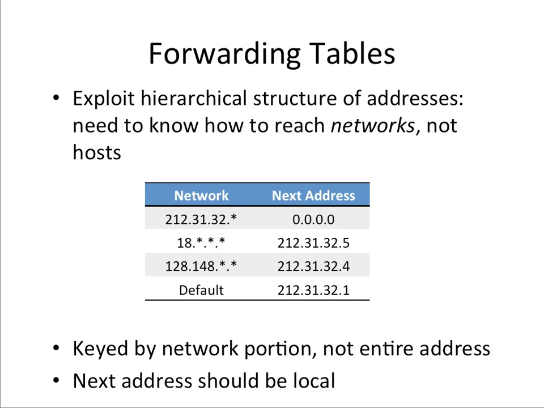Rather than list all of the addresses that are within 212.31.32, starting at 0 all the way to 255, that would be a lot of entries, 256 entries. If all those IP addresses are available in a local address, for example, or I think 0.0.0.0 means a default route, why not just have one entry? That's clearly efficient in terms of the amount of RAM you need, right?